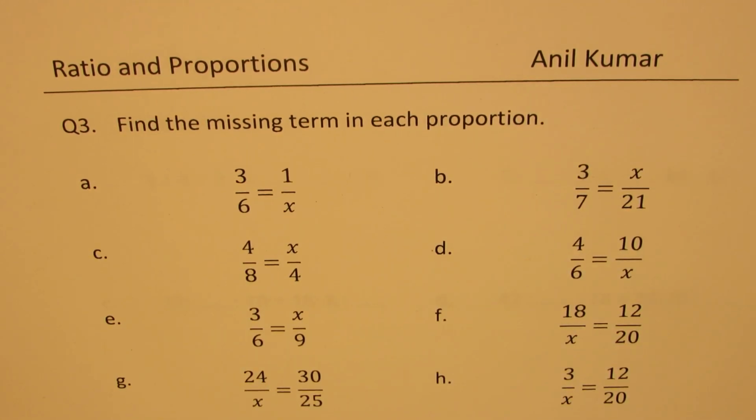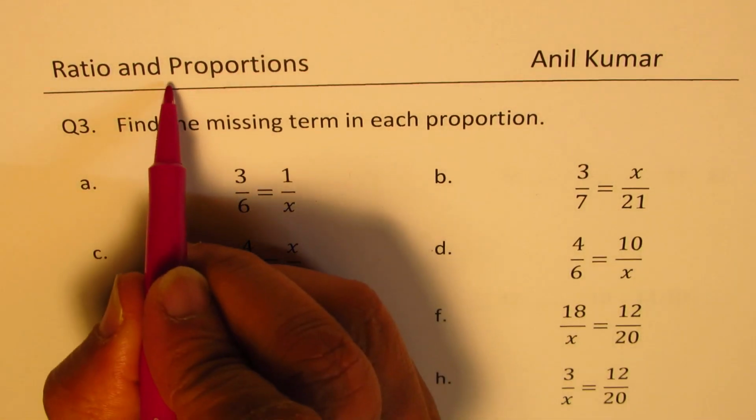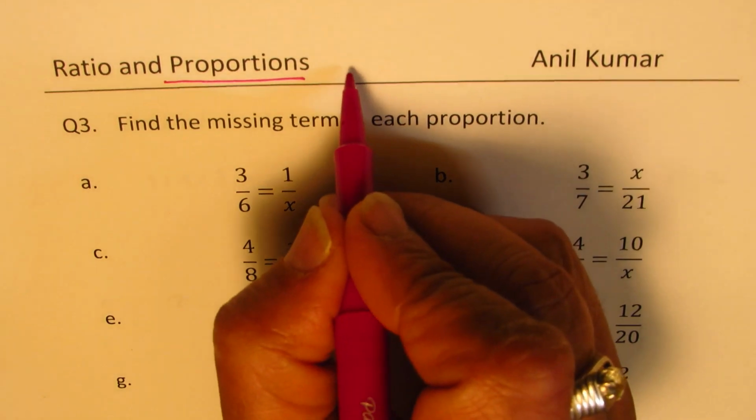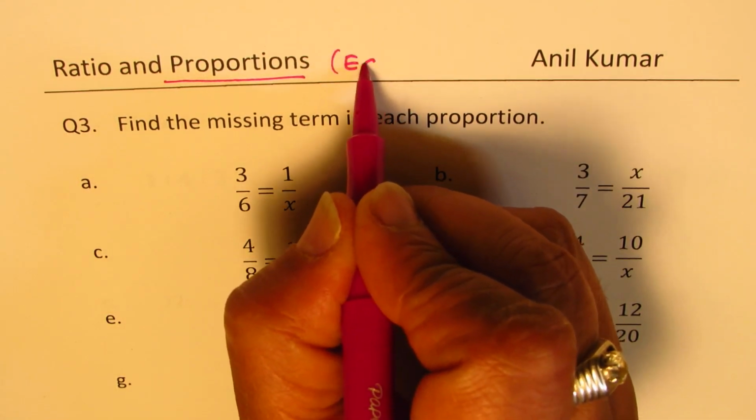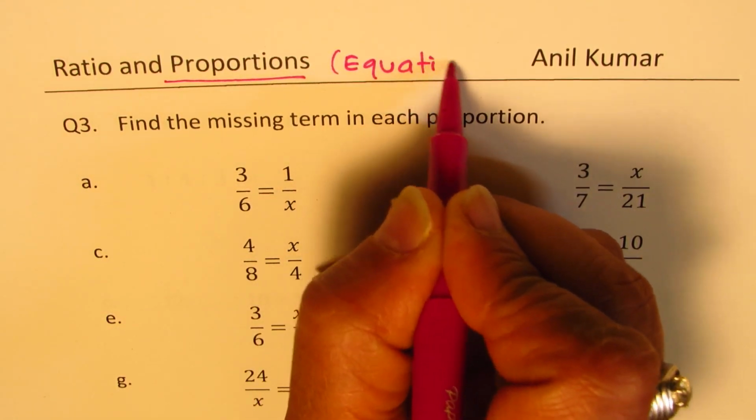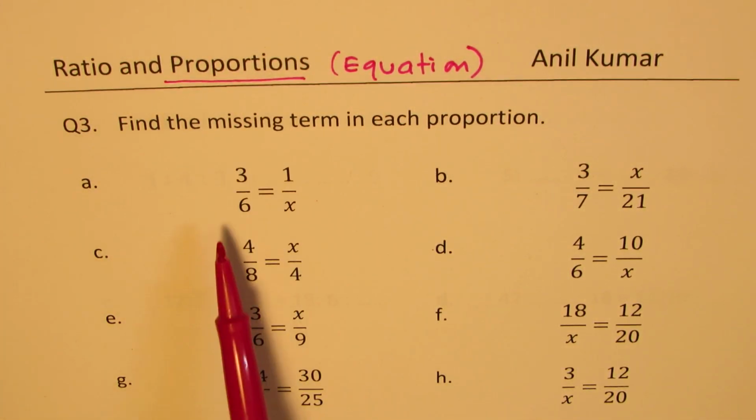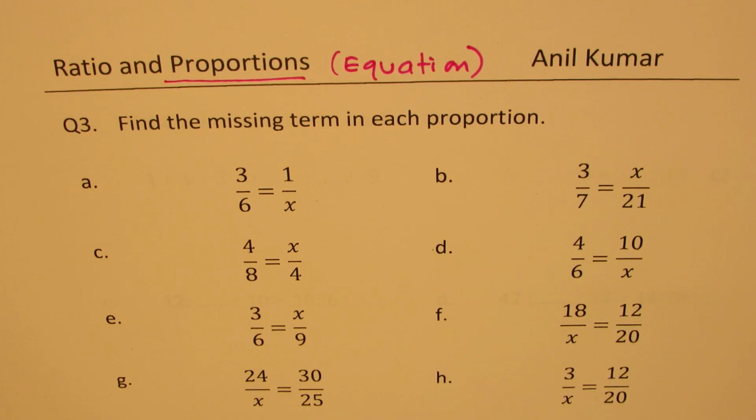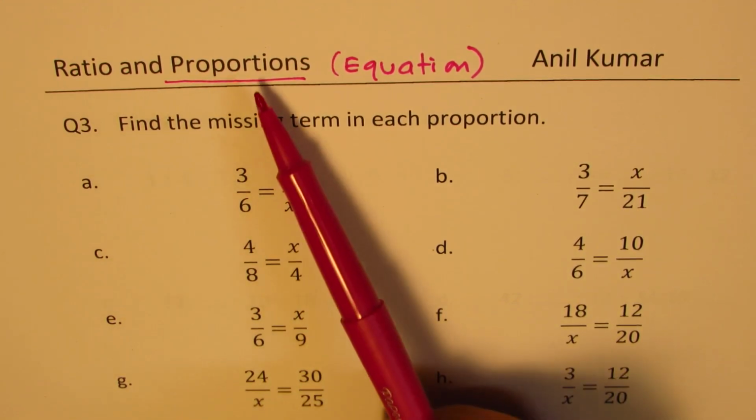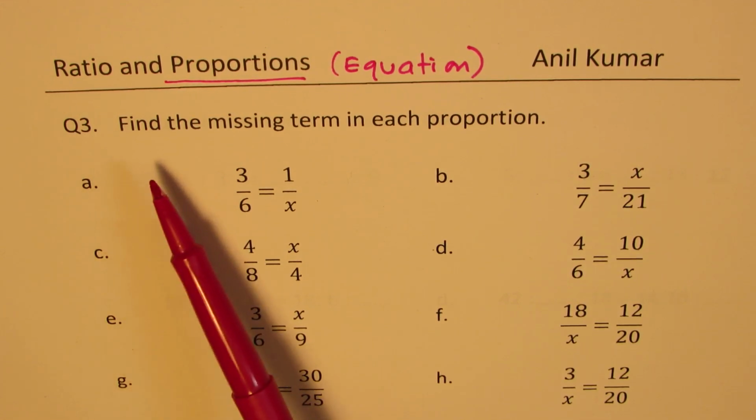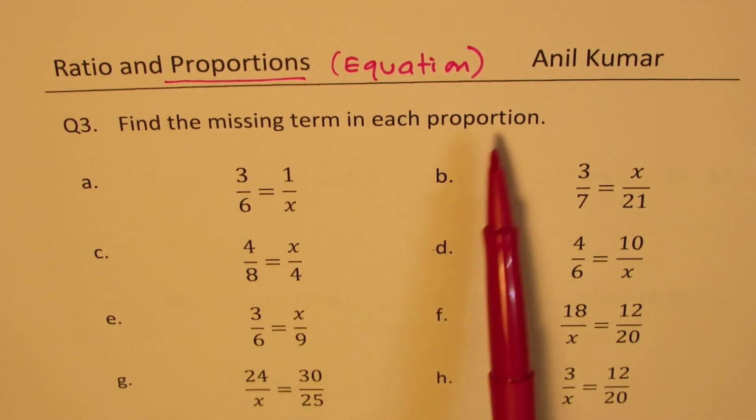In question number 3, we have written ratios in the form of proportions, right? So you see this equal to sign. So we have an equation here. Whenever you write in the form of proportions, you get this kind of equation, like a fraction equal to another fraction, correct? So when we write ratios in this form, we say these are proportions, correct? Okay. Now question number 3 here is, find the missing term in each proportion.